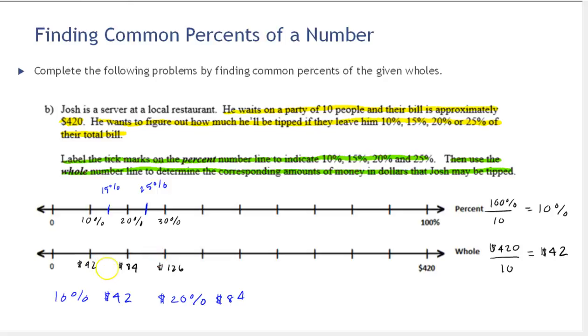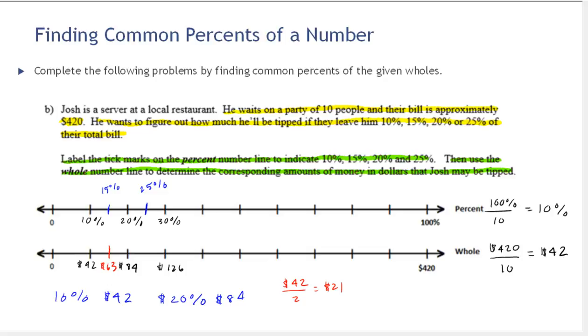Well, we know the difference between these two values is $42, and since 15% is halfway between 10 and 20, we can take the $42, divide by 2, and we can see that halfway more will be $21 more than 42 or $21 less than 84. So we're basically cutting this in half and finding the value in the middle. So we add 21 to 42, and this value would be 63.